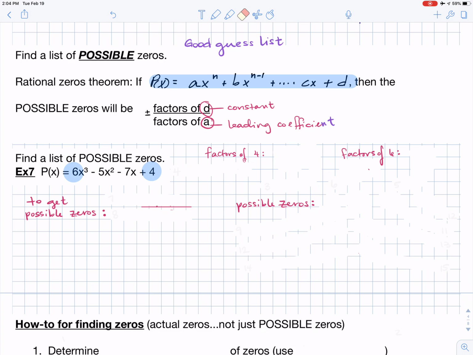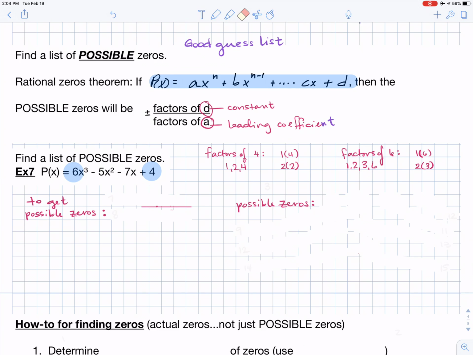So if you look at example number 7, notice that my constant is the number 4. My leading coefficient is the number 6. So the first thing I'm going to do is find the factors of 4. We know that 4 can be obtained by doing 1 times 4 or 2 times 2. So my factors of 4 are 1, 2, and 4. Then I also want to find my factors of 6. We get that by doing 1 times 6 or 2 times 3. So the factors of 6 are 1, 2, 3, and 6.